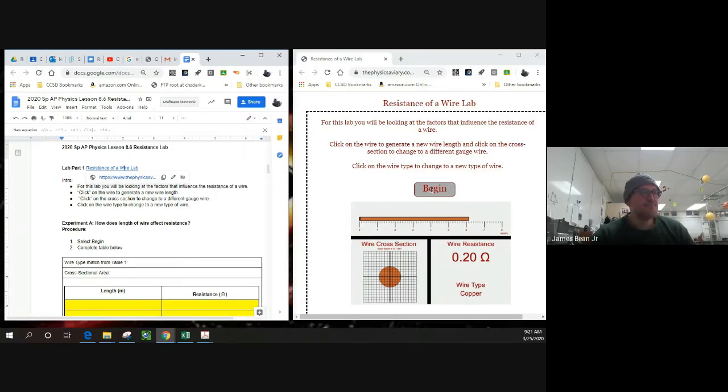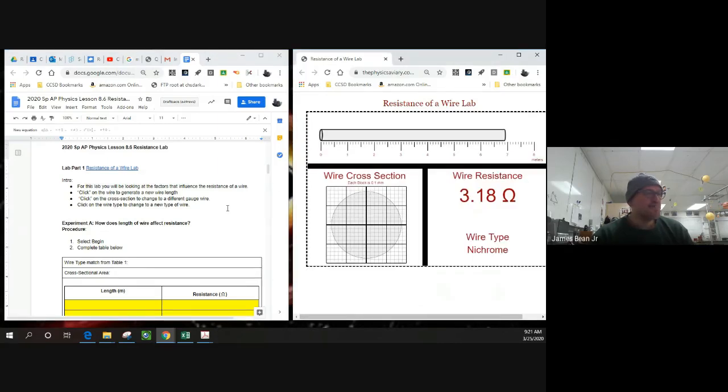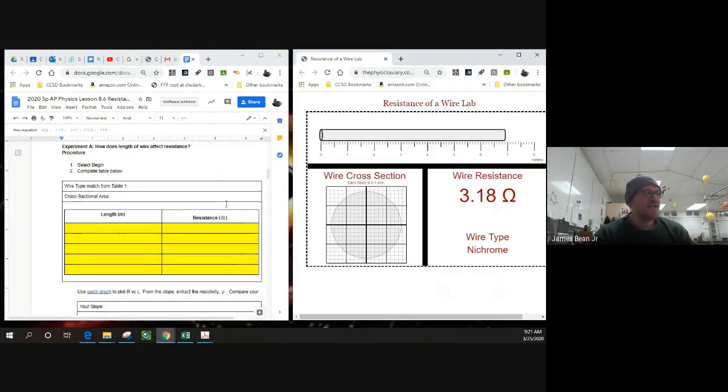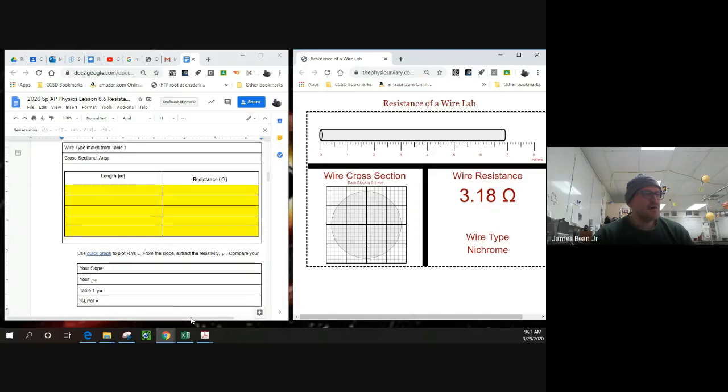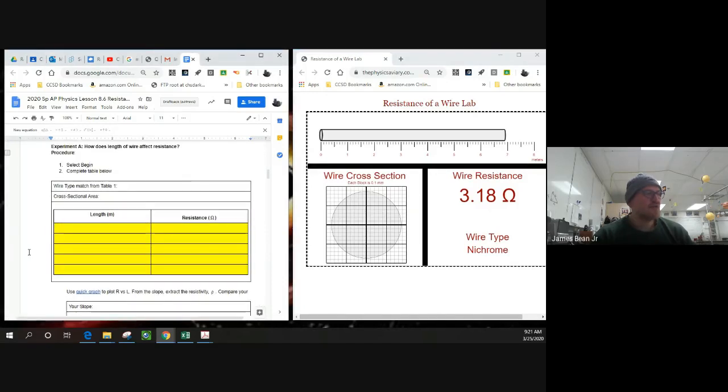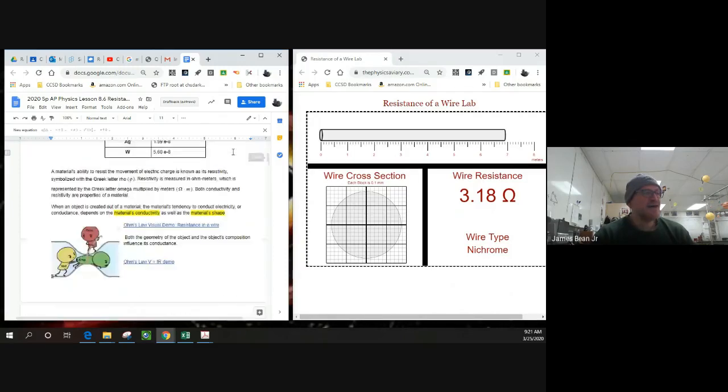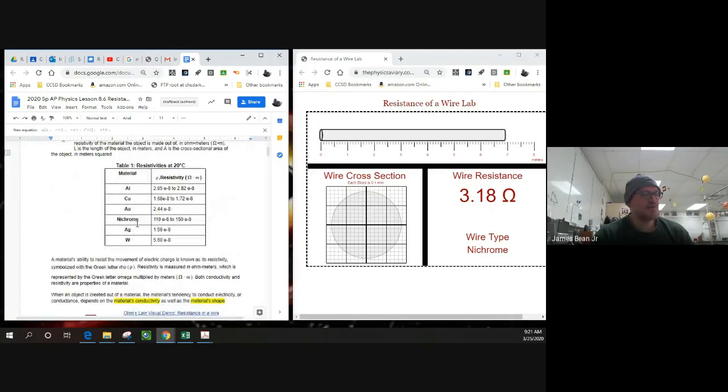Okay, so we're going to hit begin. And what's going to happen is that you have a table here, and you'll want to fill in the table here. So first part here says wire type match from the table. So here we have nichrome. And we see that nichrome is on the table here. So you can select anything you want: silver, graphite, gold, copper, aluminum. But just make sure that it is on the table to help us check for unknowns and percent error.